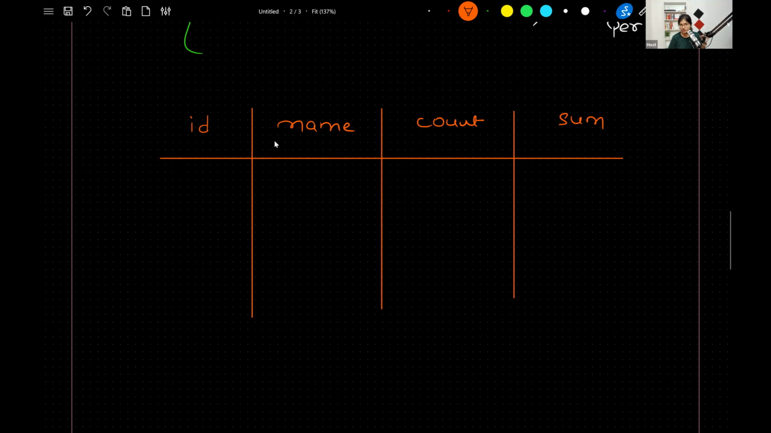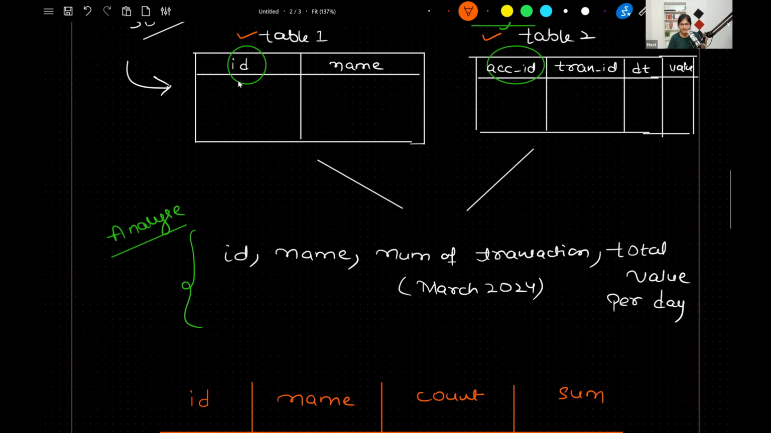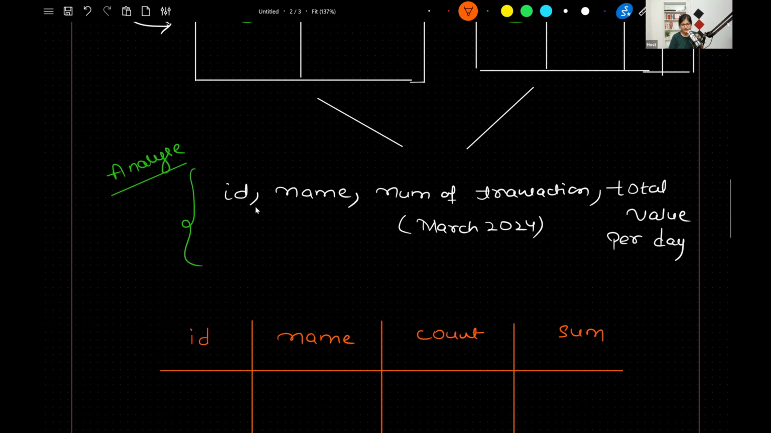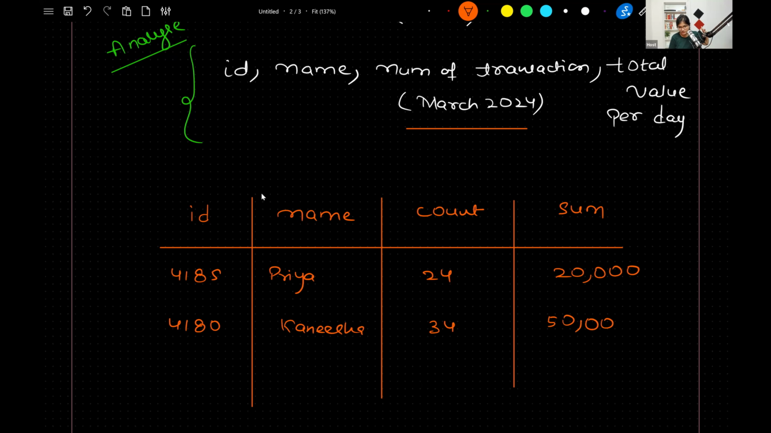There will be 4 fields you will get as an output when you apply the join. Now, when you apply an inner join, wherever there is a match between the ID and the account underscore ID, that is where you will get the result. Let's say 4185 is the account ID, name is Priya, and the number of transactions she made in the entire March 2024 is 24. Total sum of value from 1st March till 31st March is 20,000 rupees. Then there is another person with account ID 80, name Kanisha, who made 34 transactions in March with a total amount of 50,000.